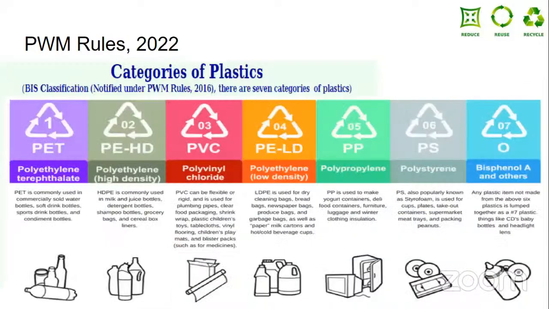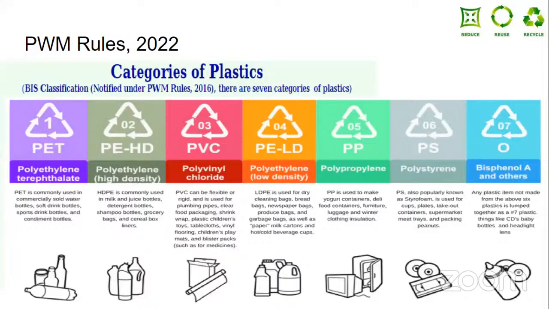So, some categories of plastic. Plastics are classified into seven categories. One is polyethylene terephthalate, which is your plastic bottles, the drinking plastic bottles, most commonly used to buy water or some other liquid, the soft drinks, hard drinks. Another is your polyethylene, very high density, that is HDPE.